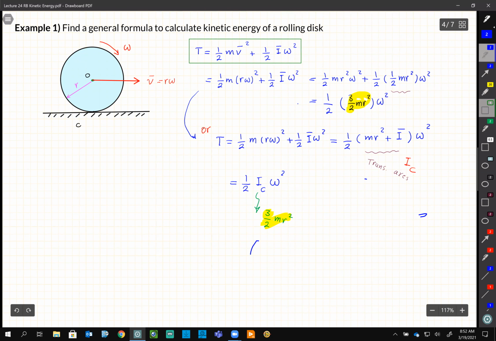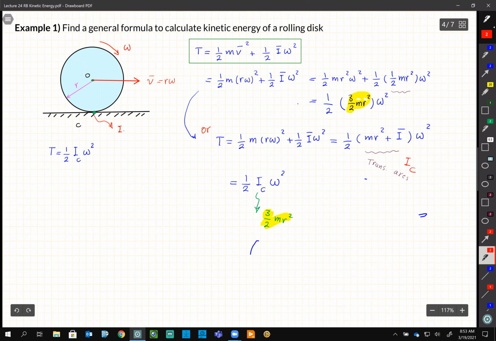Rather than writing this general formula, and you saw the proof here, you can simply write down that energy is equal to half of I_C omega squared. And in fact, it is true because, do you remember from an earlier lecture, we called this point something? The instant center, right?